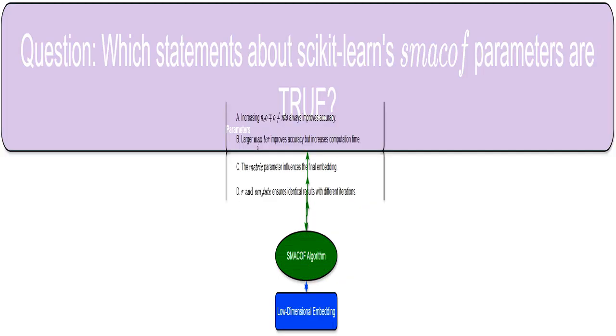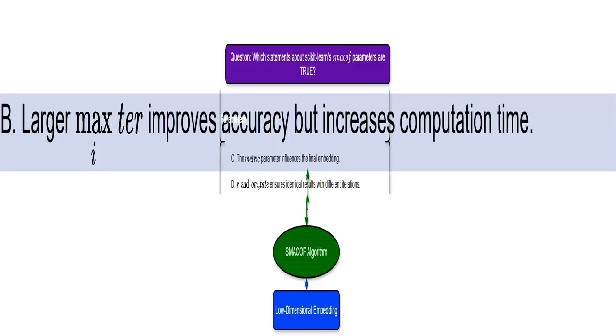We're asked to identify which statements correctly describe the behavior of several parameters within the scikit-learn implementation of the smacof algorithm. This algorithm is all about finding a low-dimensional representation of your data that preserves the distances between data points as well as possible. It's like making a map of a country. You want to keep the relative distances between cities accurate, even though you're shrinking the country down. I agree with this.